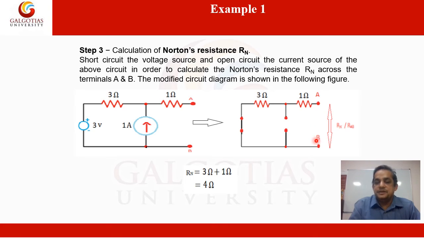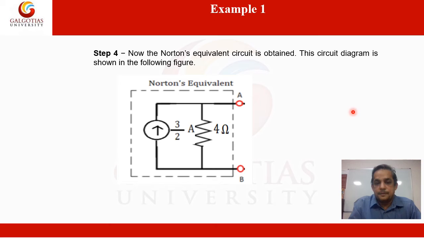Yeah, RAB is equal to 4 ohm. Now come to the equivalent. We know that the Norton current is 3/2 ampere and the Norton resistance is 4 ohm. Both are in parallel, so it becomes the Norton equivalent. Now we find the load current in the load resistance.